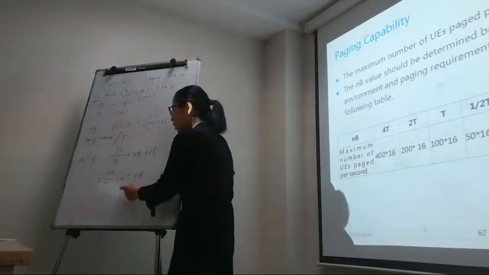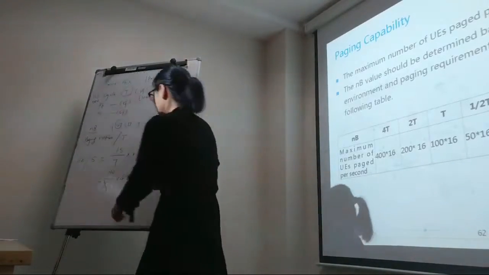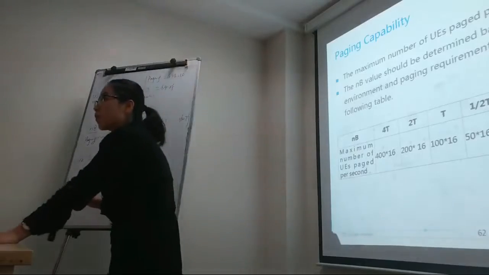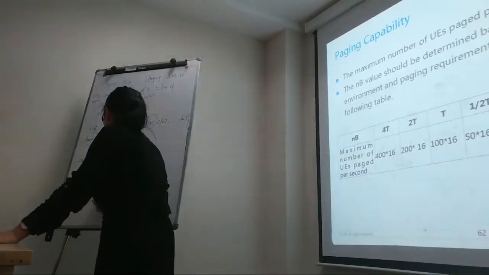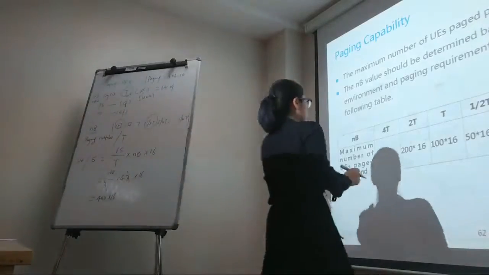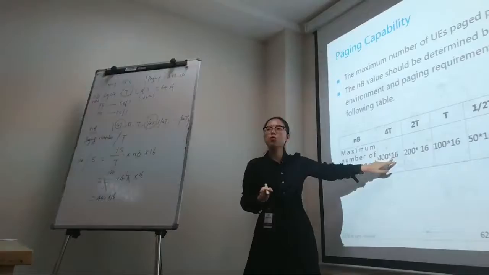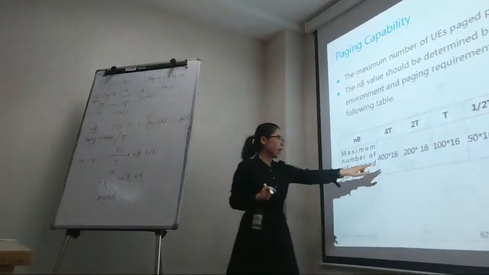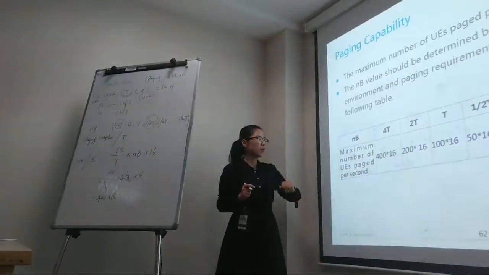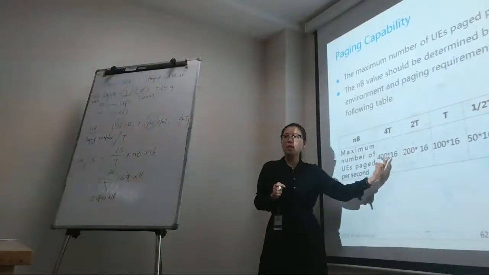Here we have a T, and at this one, we also have a T. These 2 T, we can delete. So it's 400 times 16. Now, how do we get this value? This value is the maximum number of UEs the inode B can page per second.